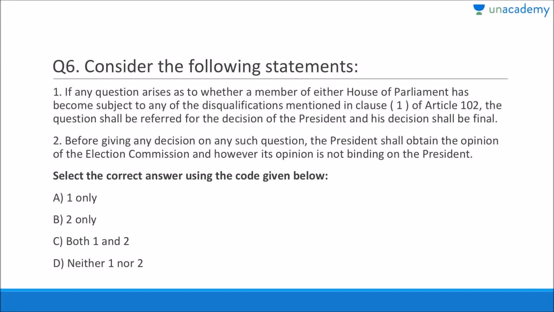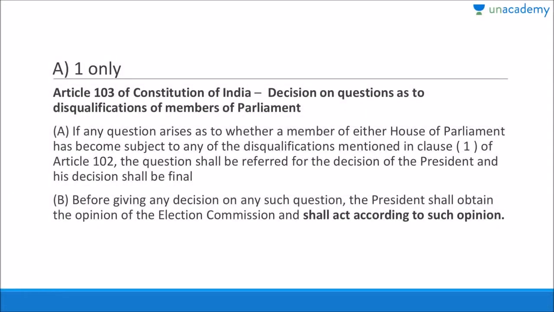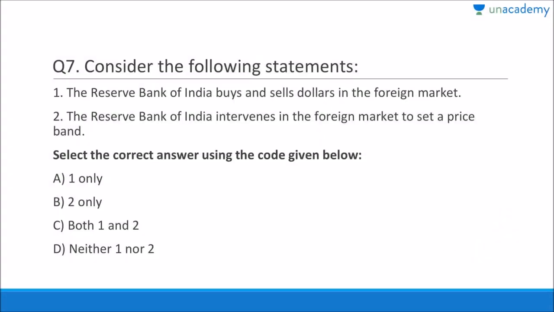Question number 6. Consider the following statements. If any question arises as to whether a member of either House of Parliament has become subject to any of the disqualifications mentioned in Clause 1 of Article 102, the question shall be referred for the decision of the President and his decision shall be final. That is correct. Before giving any decision on any such question, the President shall obtain the opinion of the Election Commission, and however its opinion is not binding on the President. No, it is pretty much binding and the President has to act according to such opinion. Answer is A, 1 only. And you can see that the opinion is binding on the President and he has to act according to that opinion.